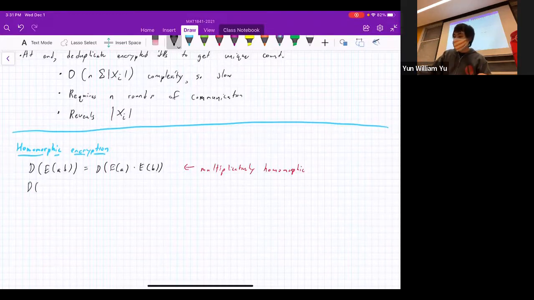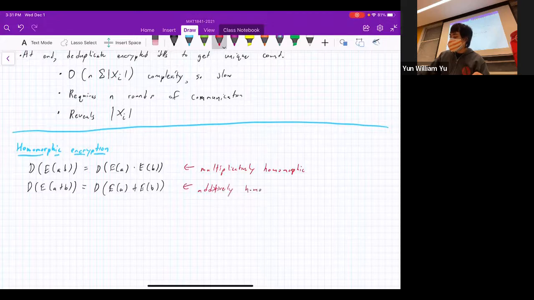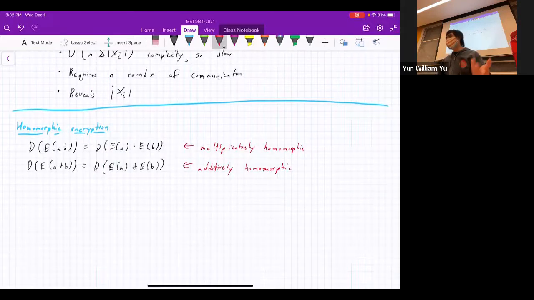I should also mention that you can have homomorphic encryption for different types of operations. One easy one is multiplication. Another easy one is addition: D of E of A plus E of B. So you can also have things that are additively homomorphic. Basically, you have some binary operation that you can do either in the plaintext space or in the ciphertext space. Other operations also work, like XOR, which is another very common one. But basically, you have some mathematical operation that you can do either in plaintext or ciphertext.